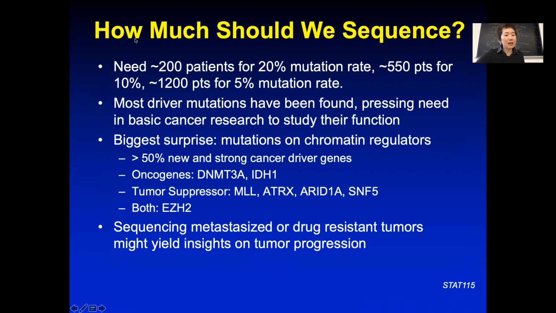So it really depends. If the mutation rate is about 20%, meaning 20% of patients of that cancer type will have this mutation, you probably only need to sequence 200 patients.